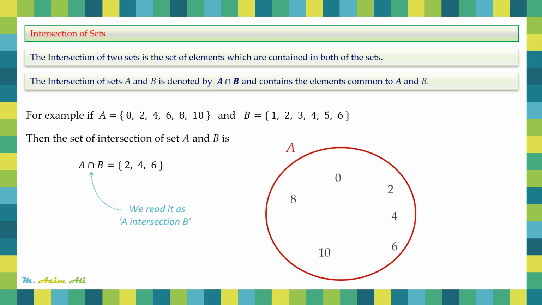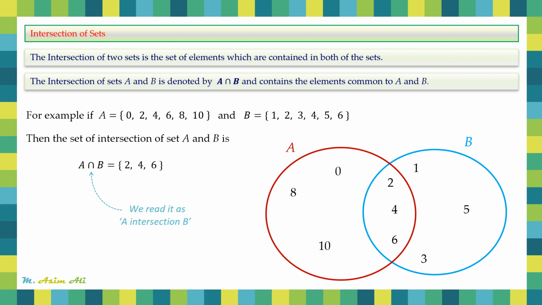Let us make a Venn diagram for it. A contains elements 0, 2, 4, 6, 8, and 10. And B contains elements 1, 2, 3, 4, 5, and 6. So we will make B in such a way that the common elements lie in both B and A. And this overlapping part is called the intersection of sets A and B. Let us shade this part to elaborate it. This shaded part is called the intersection of A and B, or A intersection B.